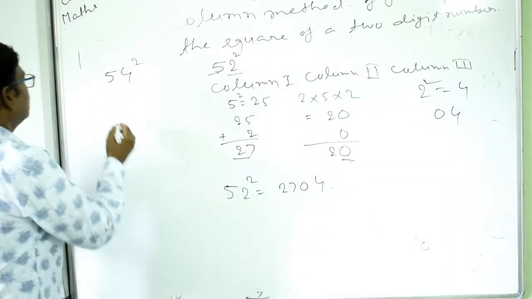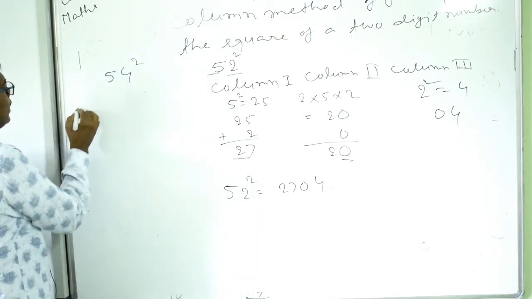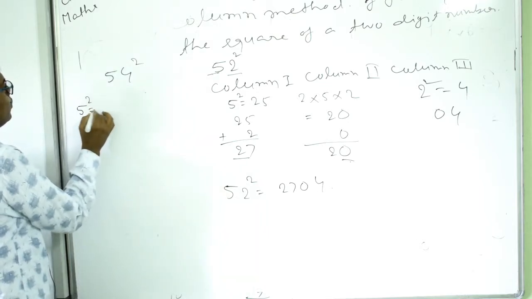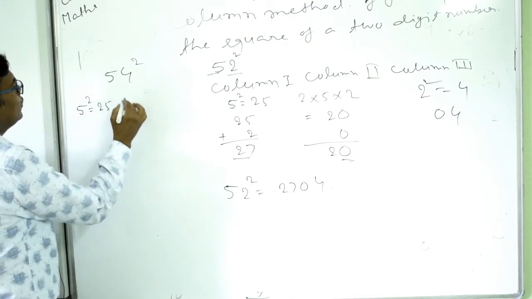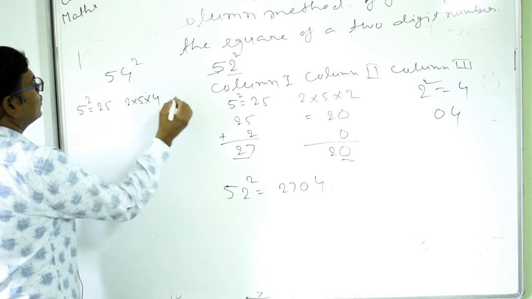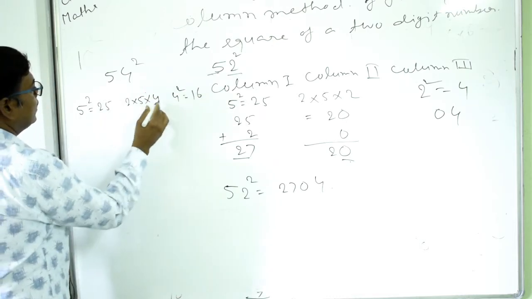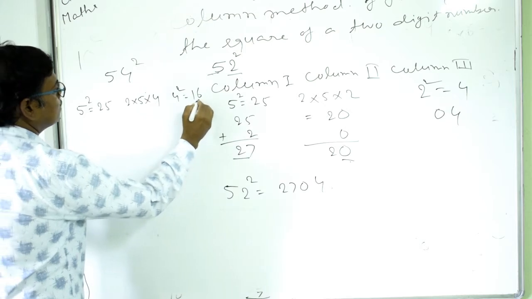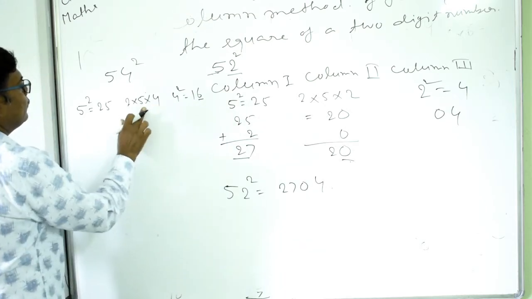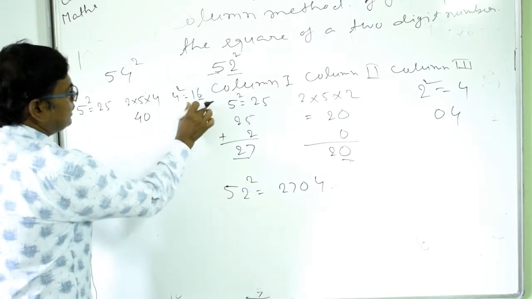So here it is 5 and 4 here, so you will write 5 square, that is 5 square equal to 25, and then you will write 2 into 5 into 4, and then 4 square equal to 16. So it is 25 here, and here it is 16. Now see, it is 16 here, and 4 5 ja 20, 2 ja 40 here. So you have 40, and here it is 16 here.